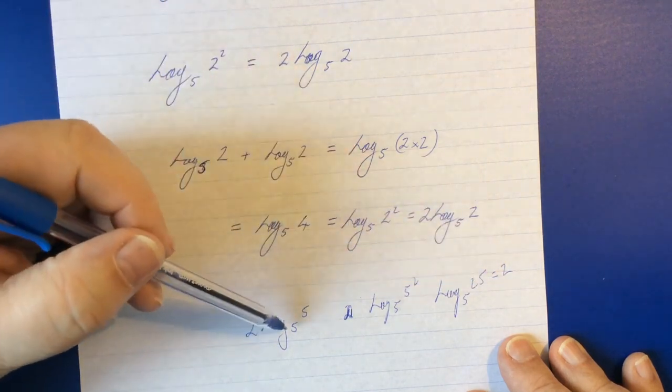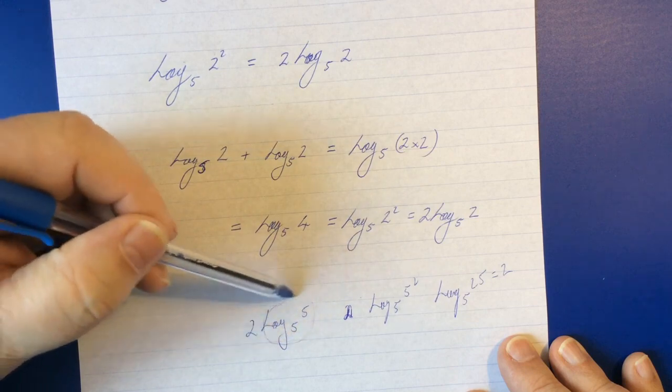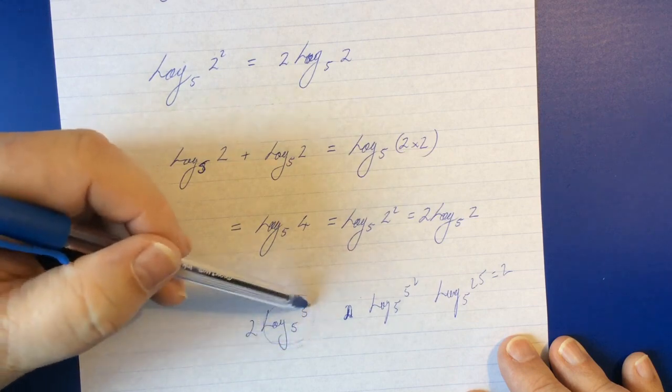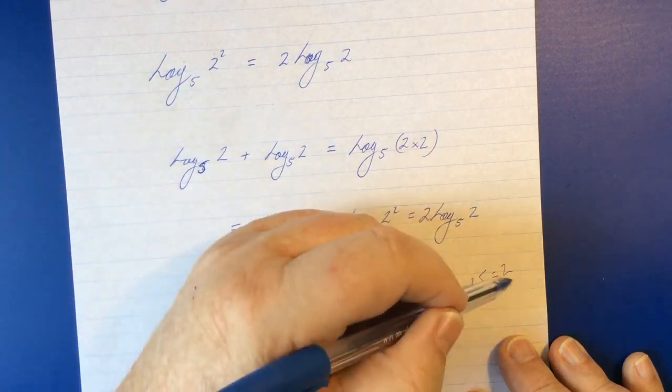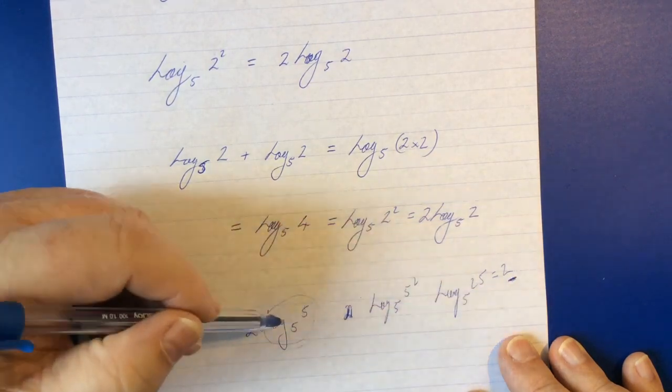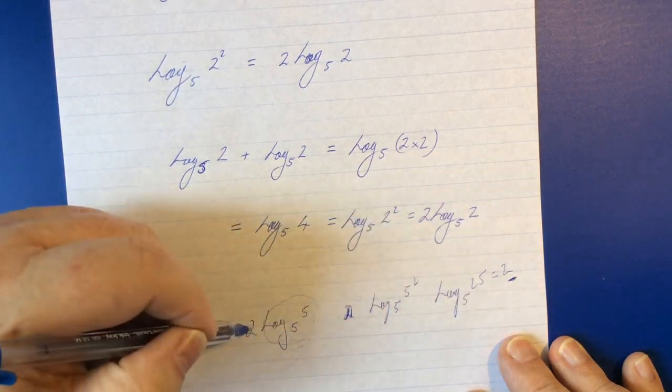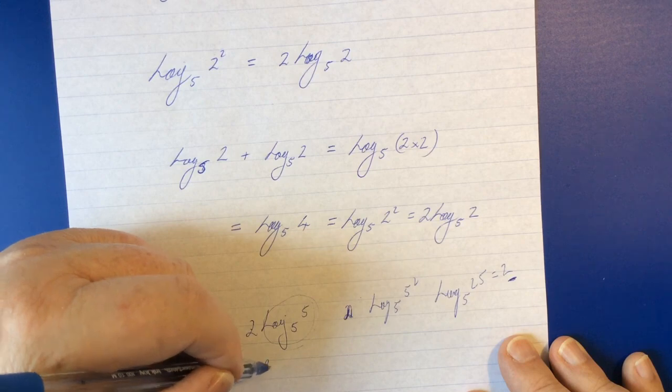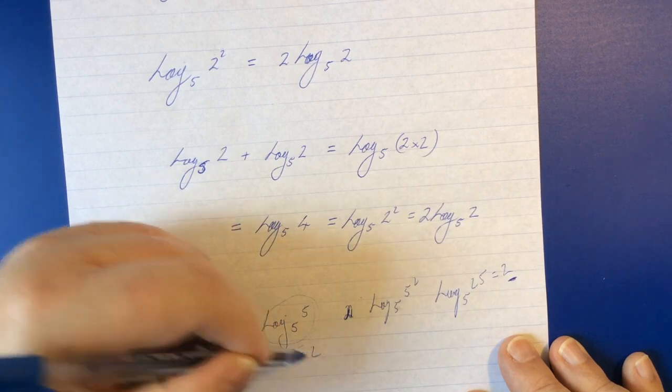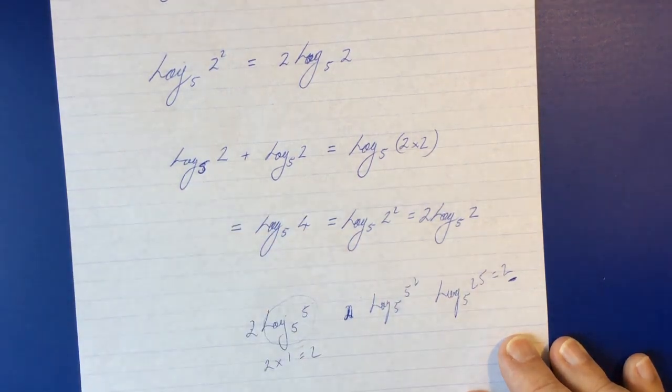Let's go back to here. This expression here is equivalent to 1. So remember our answer here was 2. So this becomes 2 times 1, which equals 2. That's why it's useful to be able to move between these two forms.